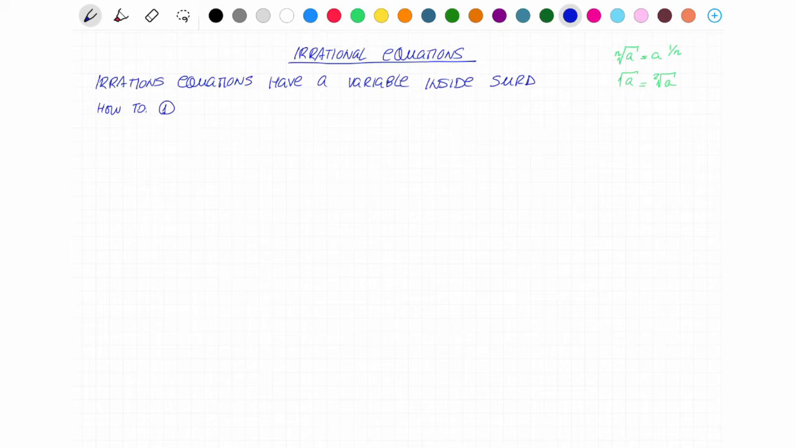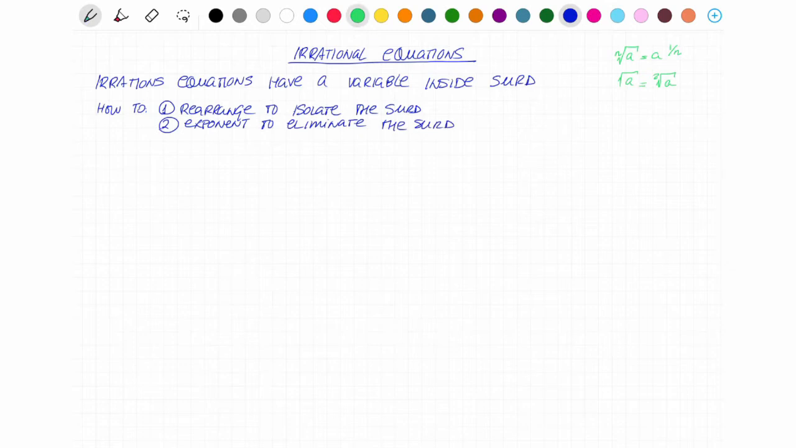First of all, you're going to have to rearrange to leave that surd alone. Doesn't matter which one it is, but you want it as the subject. Then you're going to want to get rid of it. So for that, you are going to need to make an exponent. In 95% of the cases this is going to be a square root, so the way of eliminating that is going to be a square, which would cancel it, but it could be any exponent.